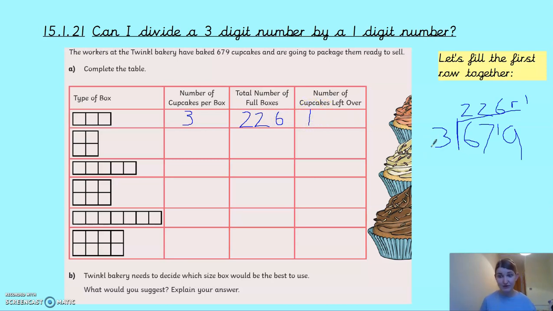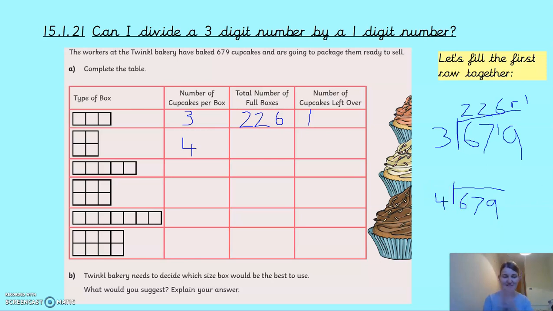Okay. That's for if I was putting them in boxes of 3. What about if I was putting them in these boxes? Well, that would be 4 per box. So how would I work out the answer to this? What do you think? Hopefully you went, just do the same, divide, but this time by 4. So 679 by 4 you'd do this time.